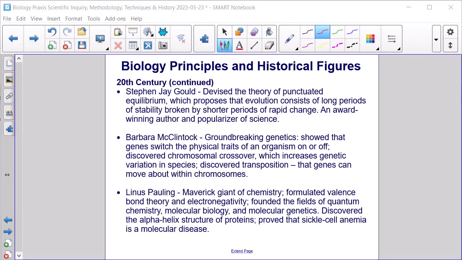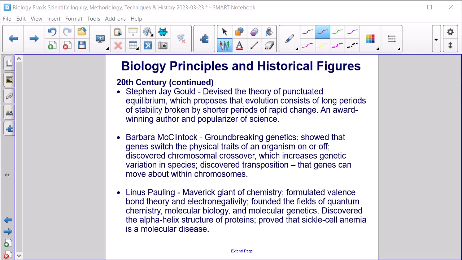Continuing in the 20th century, Stephen Jay Gould devised the theory of punctuated equilibrium, which proposes that evolution consists of long periods of stability broken by shorter periods of rapid change. He's an award-winning author and popularizer of science. Barbara McClintock did groundbreaking work in genetics. She showed that genes switch the physical traits of an organism on or off, discovered chromosomal crossover, which increases genetic variation in species, and discovered transposition, that genes can move about within chromosomes.